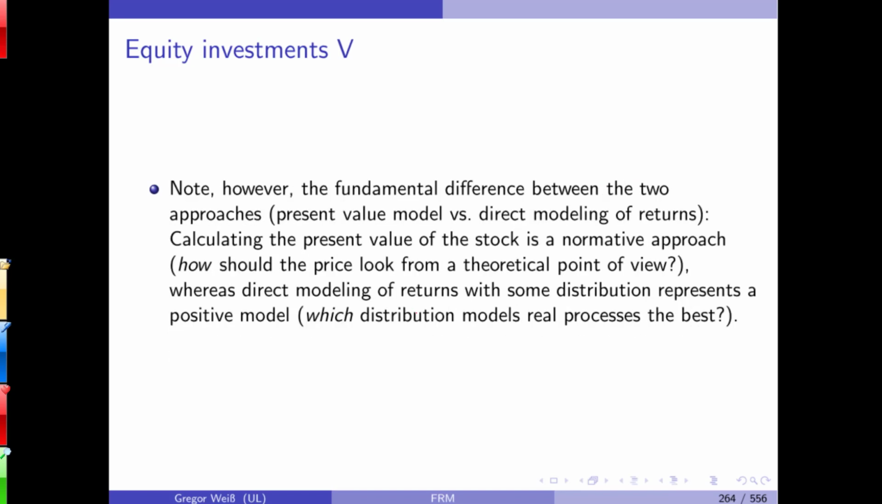That's quite interesting. Now, the difference between the present value approach and factor models is that, like the capital asset pricing model, the present value approach is a normative approach. How should prices look like? If we know the dividends, then the price should be equal to the present value. So it's a normative approach in the sense that we want to know how prices should look like. Factor models go the other way around. They take the market prices as a given and they try to explain the market prices. Why are market prices the way they are? That's a positive approach.